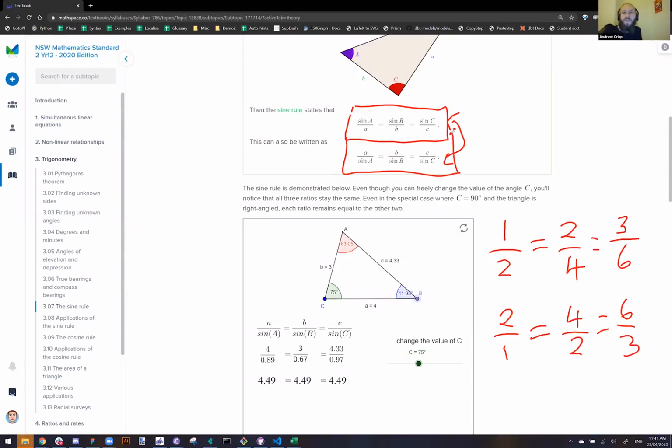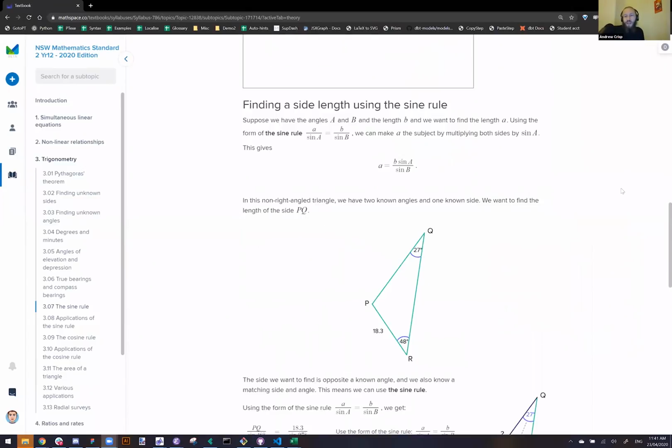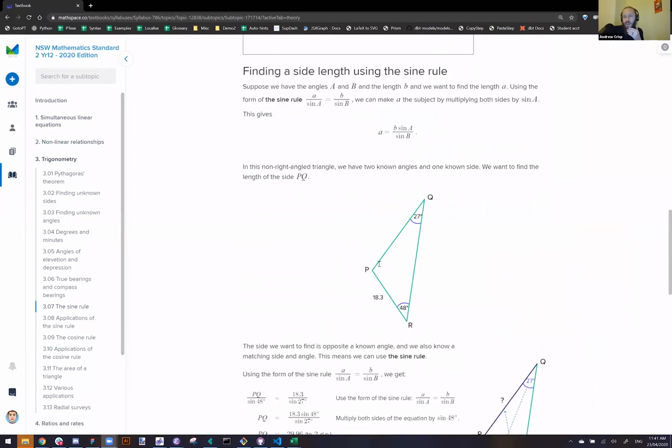Okay, well, big whoop, so what? Let's explore why this is interesting. Let's take a look at this triangle. Oh, where's my mouse gone? There it is. This triangle here.